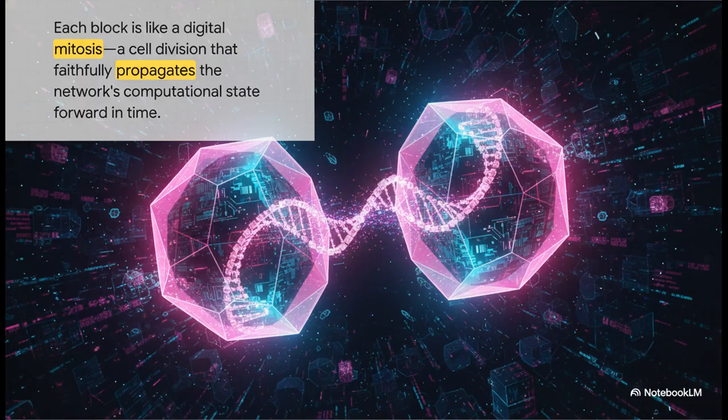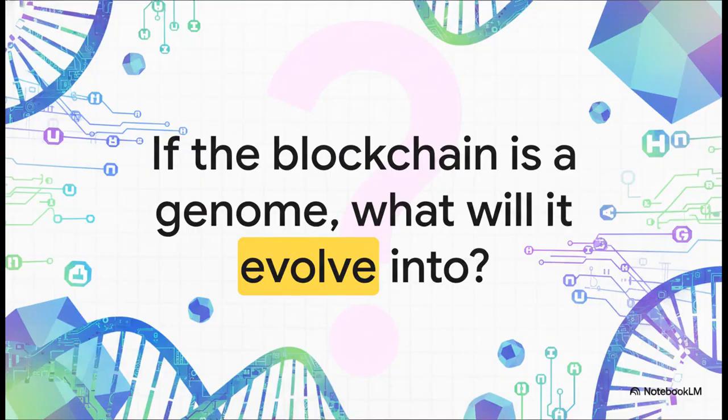And if we want to take it just one step further, you can think of each new block that gets added to the chain as a kind of cell division, a moment of digital mitosis. The current state of the whole system is faithfully copied and passed forward, creating the next generation of the network. And all of this leaves us with one final, pretty fascinating question to think about. If the blockchain really is a digital genome, a new form of life that can learn and evolve through computation, what is it ultimately going to become? Now that is something to chew on.